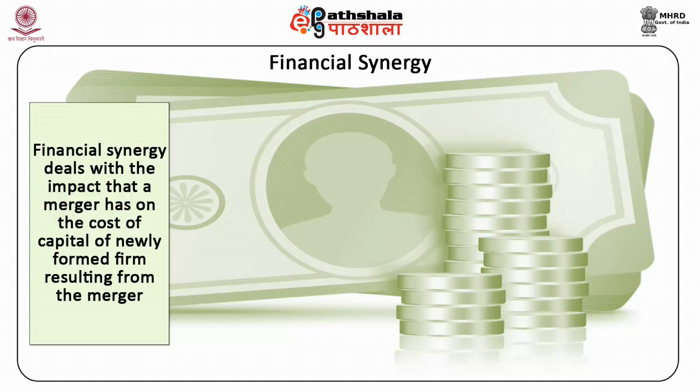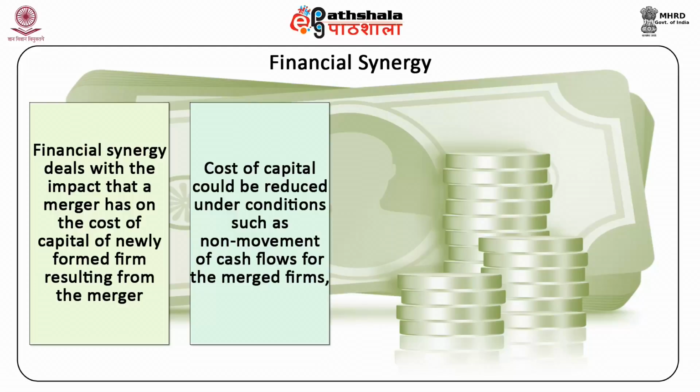Theoretically, this cost of capital could be reduced under conditions such as non-movement of cash flows for the merged firms, and realization of financial economies of scale from transaction costs. Lower cost of borrowing would also result when a firm that has excess cash flows combines with a firm that has internally generated cash flows insufficient to fund its investment opportunities in a mature industry.